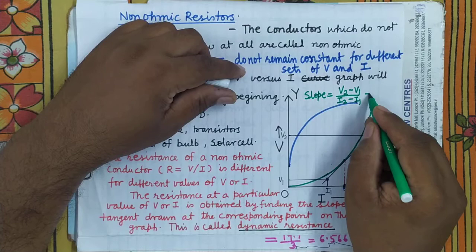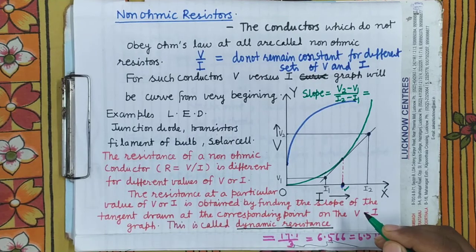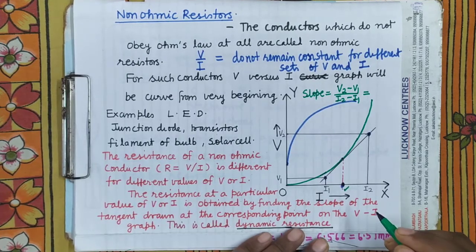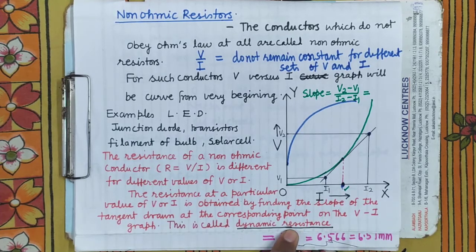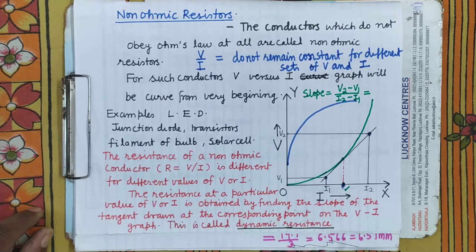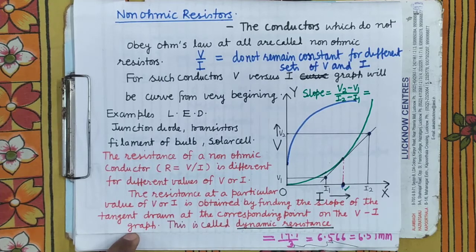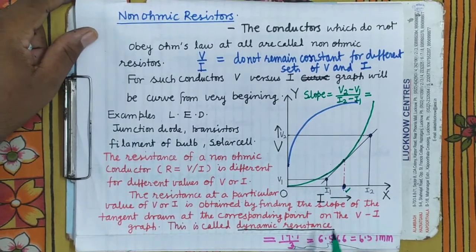This value is called the resistance of the non-ohmic conductor for this value of current, and it is called the dynamic resistance. Here it is written that the resistance at a particular value of V or I is obtained by finding the slope of the tangent drawn at the corresponding point on the V versus I graph. This is called the dynamic resistance. Dynamic resistance means resistance of the conductor in the working condition.